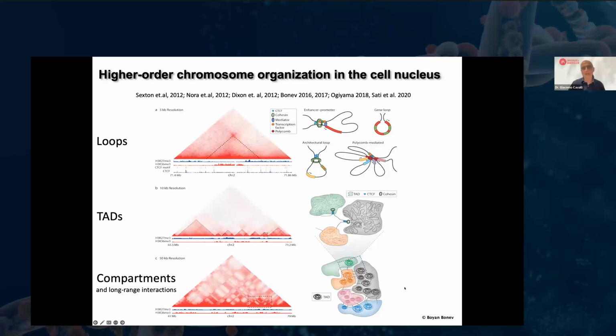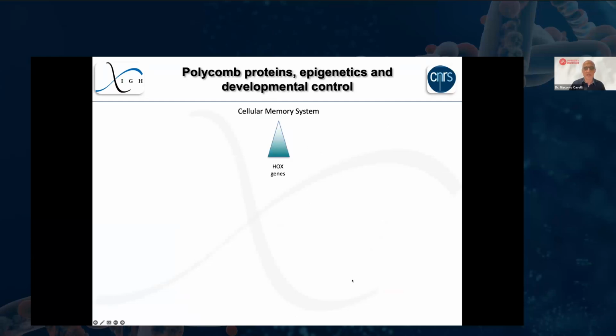So among the regulators of all these architectures, I told you of CTCF, and Polycomb proteins are also an important class of pleiotropic regulators. They regulate many genes. They were discovered initially in Drosophila as repressors of important genes, the Hox genes, which determine the anteroposterior body plan of the embryo and throughout development up until the adult.